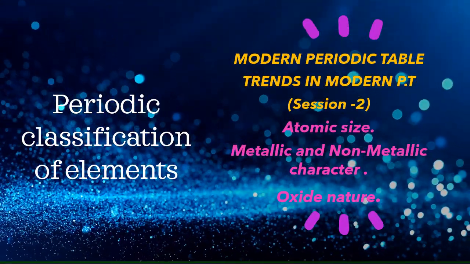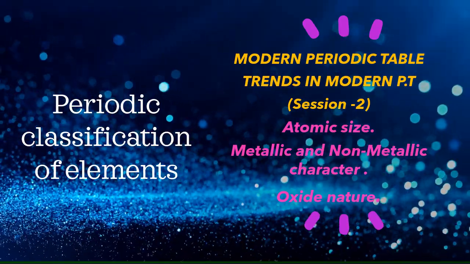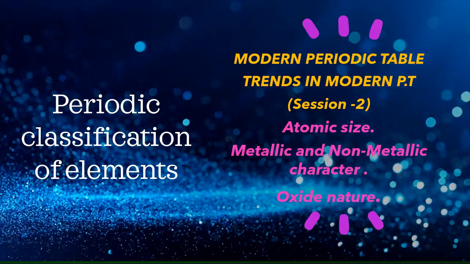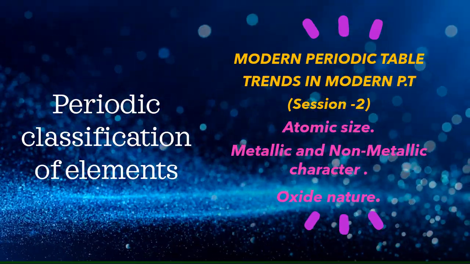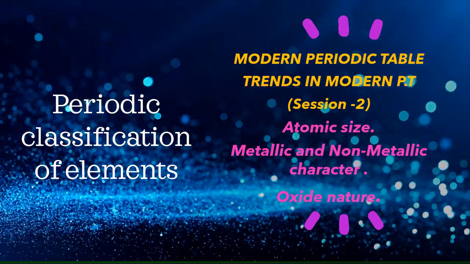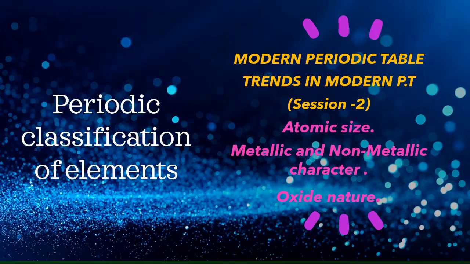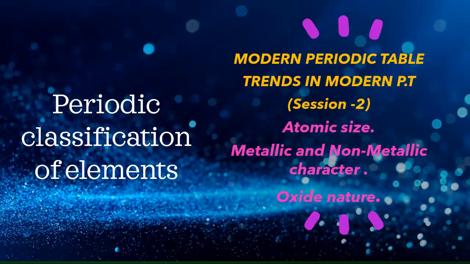Good morning, children. Today, in the chapter Periodic Classification of Elements, under the topic Trends in the Modern Periodic Table, I will teach you variation of atomic size, metallic and non-metallic character, and oxide nature of elements across the period and down the group.